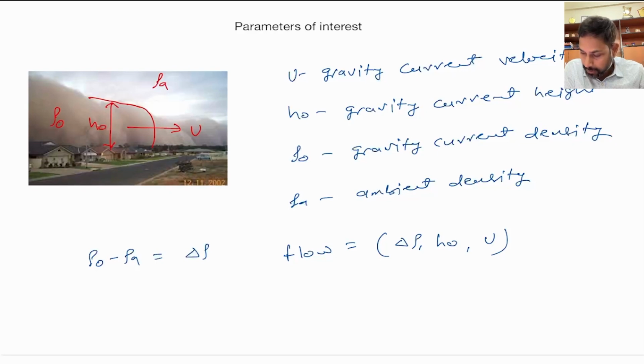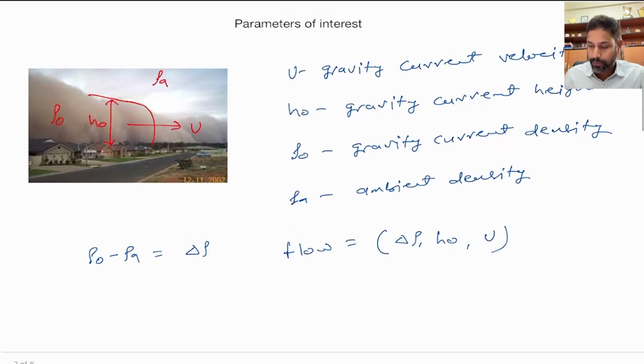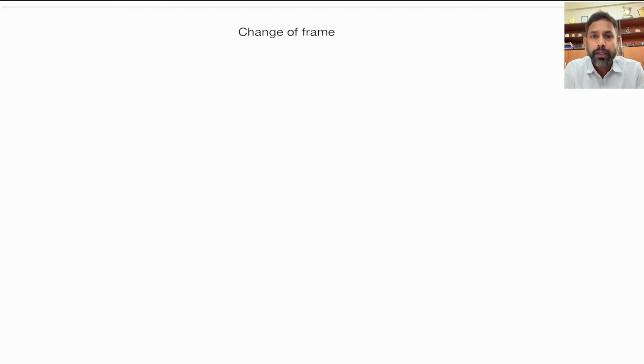Okay, so these are the things we are trying to model, and to be able to solve this problem theoretically, or to be able to find an analytical solution, we will make some simple changes to the configuration, and then we will try to solve this problem. So we will start with a thing called change of frame.